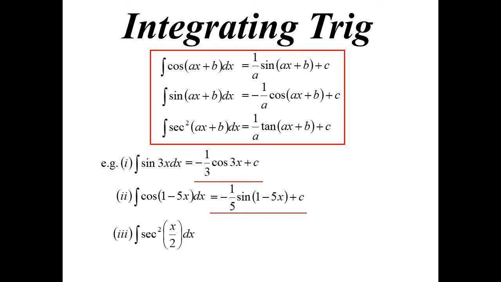And let's do a sec squared one, but the coefficient of x in this case is a half. 1 over a half would be 2. The sec squared will go to tan. So there are some basic ones.